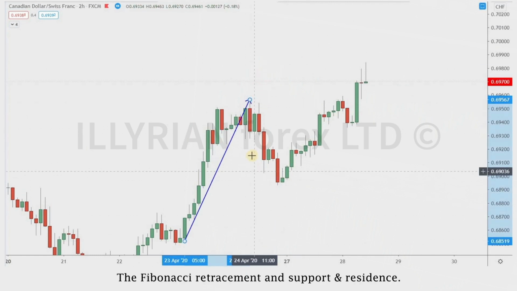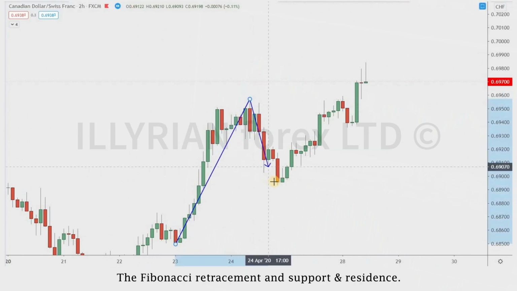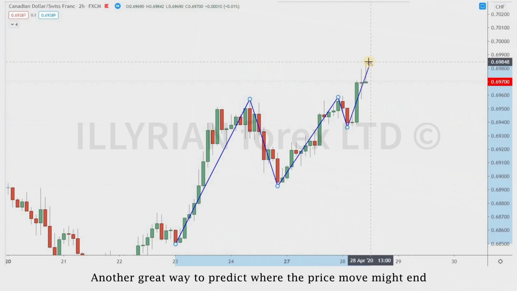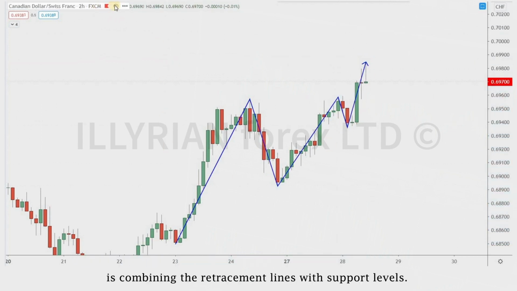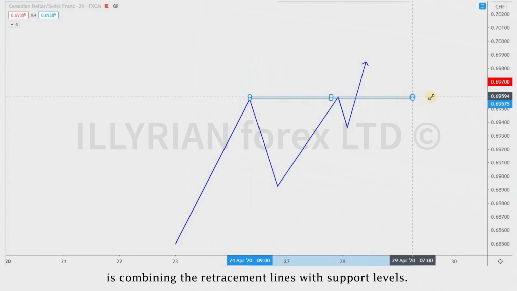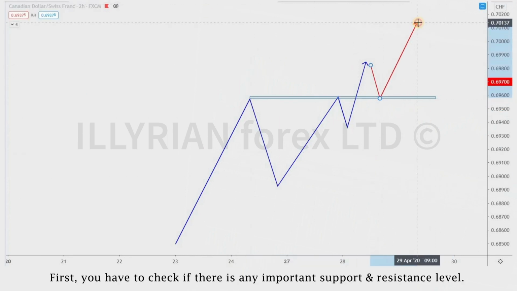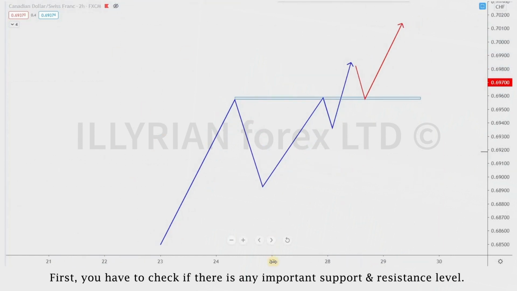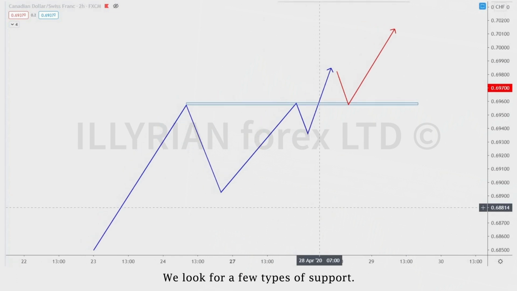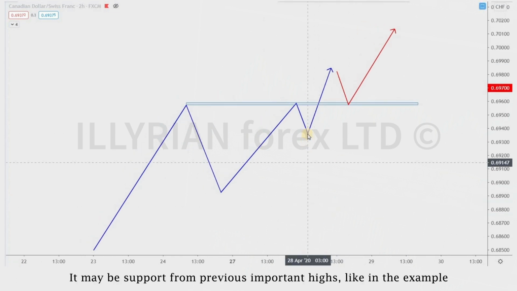The Fibonacci retracement and support and resistance. Another great way to predict where the price move might end is combining the retracement lines with support levels. It is very simple to do. First, you have to check if there is any important support and resistance level. We look for a few types of support. It may be support from previous important highs, like in the example.